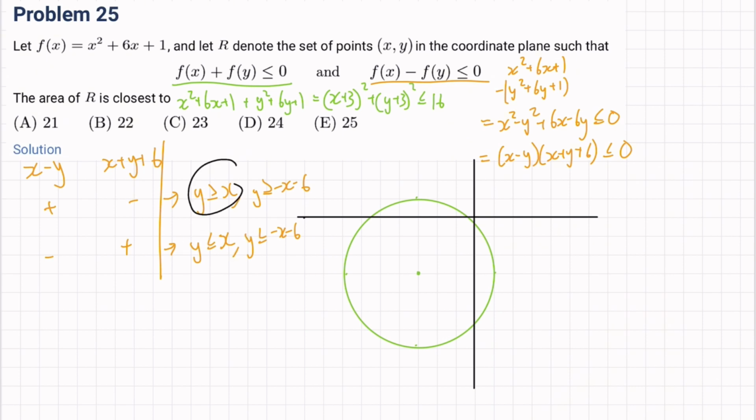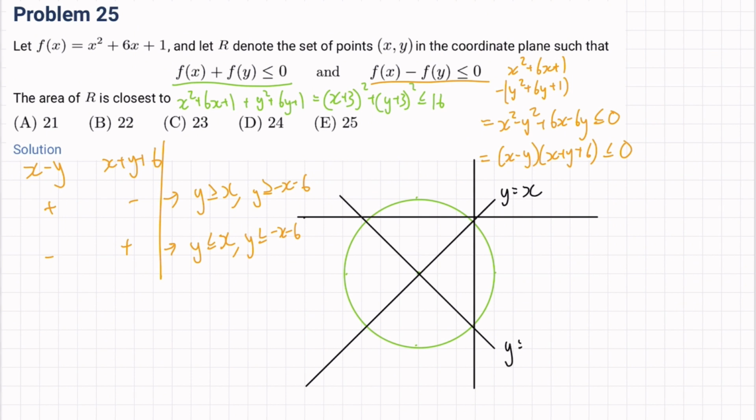first of all, for these two, we need y equals x. So if we have y equals x, then we will have that right there. This is y equals x. And for this one, we need y equals negative x minus 6, right? So for that, we have this line right here. So this is y equals negative x minus 6, right? And our first one is y is greater than or equal to x. So from here this way, and y is greater than or equal to negative x minus 6. So it's this part, right? This part within the green circle. And for this, both are negative, so that means it's this part.